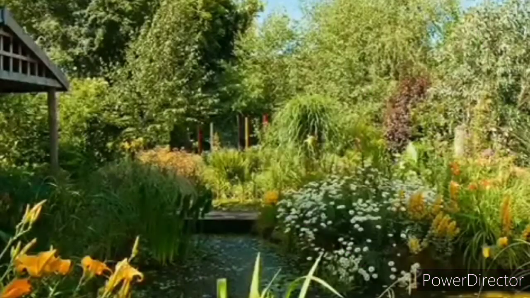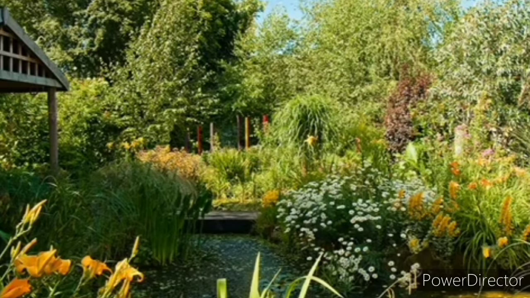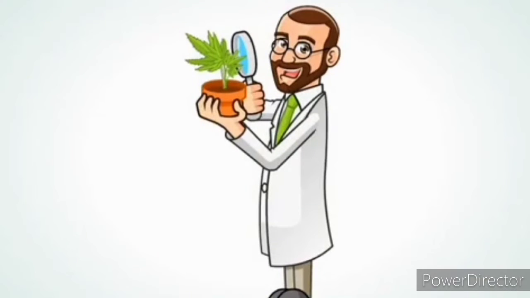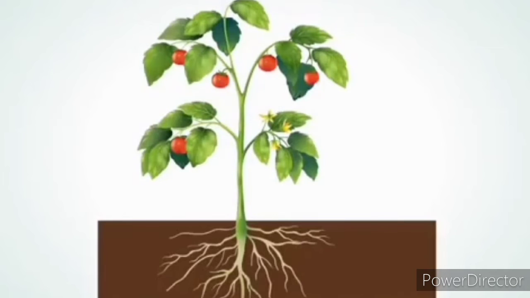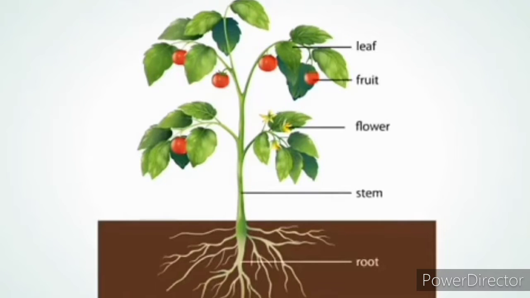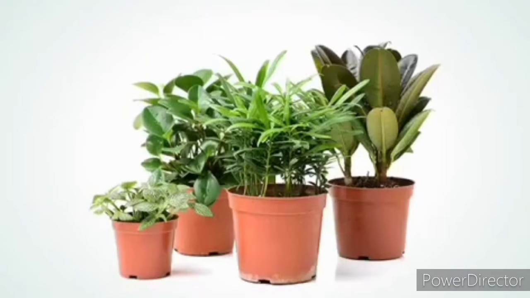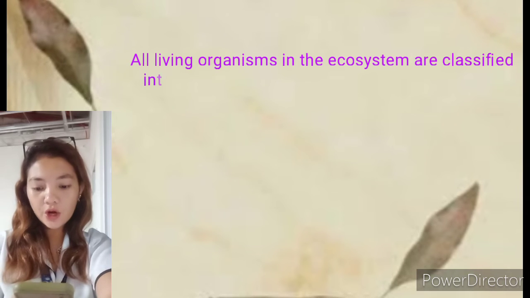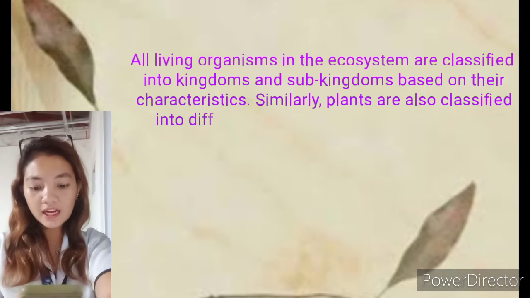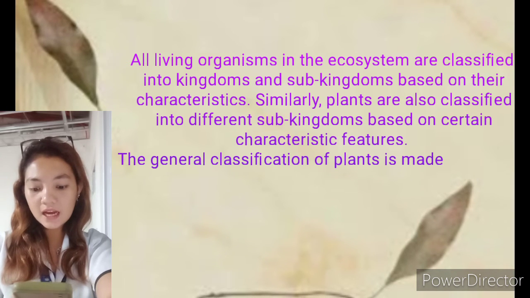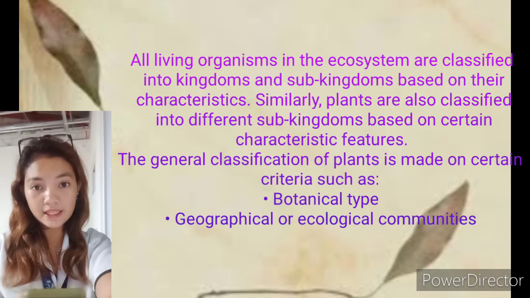Do you know there are millions of different plant species on Earth? Have you ever wondered how difficult it would be for scientists to study each of them? All plants have similar parts that are essential for their living, but often they look different. All living organisms in the ecosystem are classified into kingdoms and sub-kingdoms based on their characteristics.